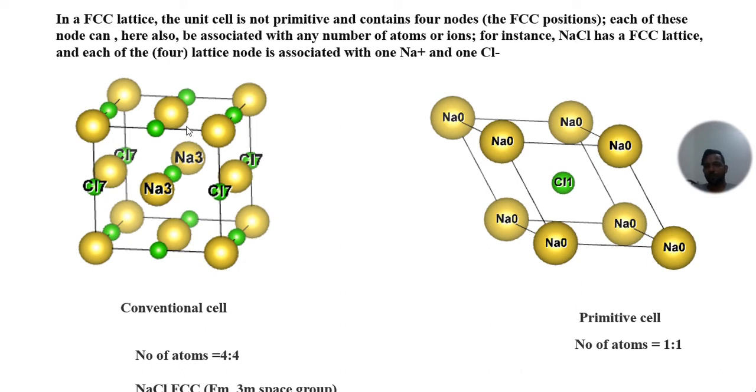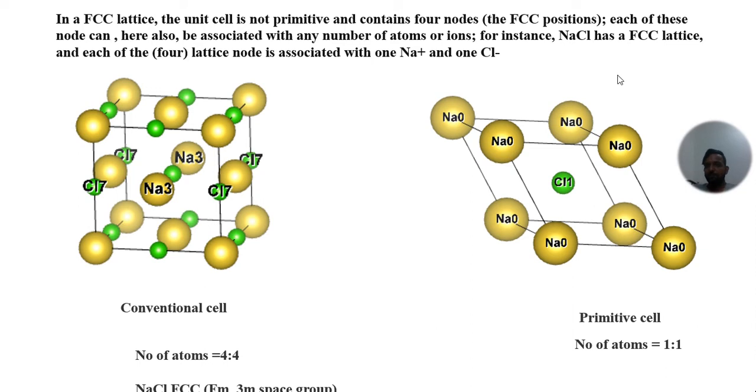If you do the procedure, you will find that Cl minus is at the body center and sodium at the corner. If you see the number of atoms, in the first case it is 4 and 4, like 4 Na and 4 Cl, which is easy to find. But in this case it is actually 2 atoms. Here it is 8 atoms, but here it is 2 atoms. The confusion can be cleared in a very simple way.